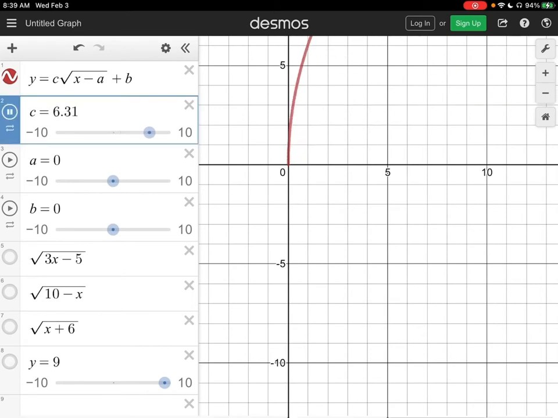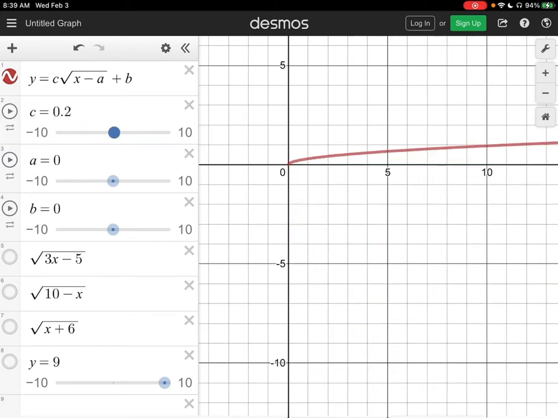Let me see. So c stretches and shrinks it, right? The only c's that we're going to care a lot about are the positive one, which is like right there. That's like the default. And then negative one, which is just going to be the negative version of it, the one below the axis, all right? So those are the only two that we're going to really care about.